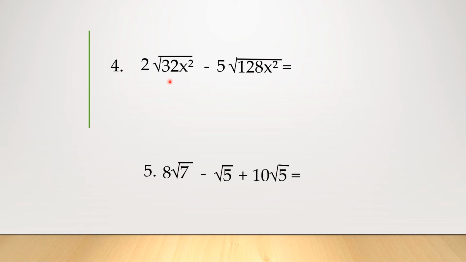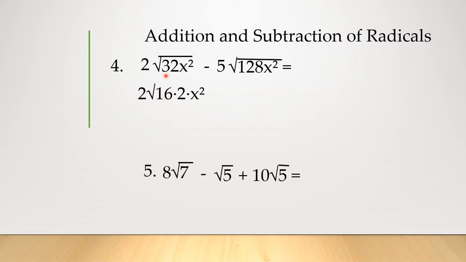Okay, so now 32, I'm just going to copy 2. I can rewrite 32 as 16 times 2. So that is now 2 times square root of 16 times 2 times x squared. So 32 is 16 times 2. Then minus 5 and 128, I can rewrite that as 64 times 2. So that is square root of 64 times 2.